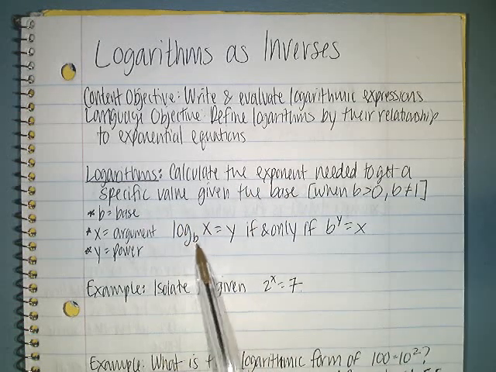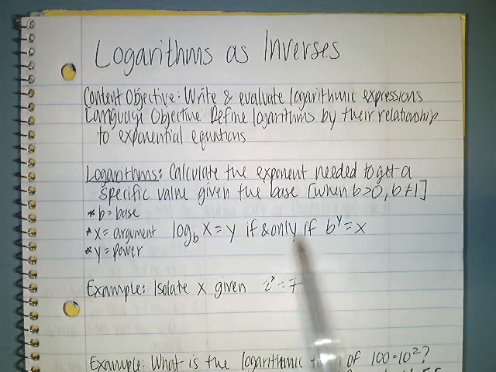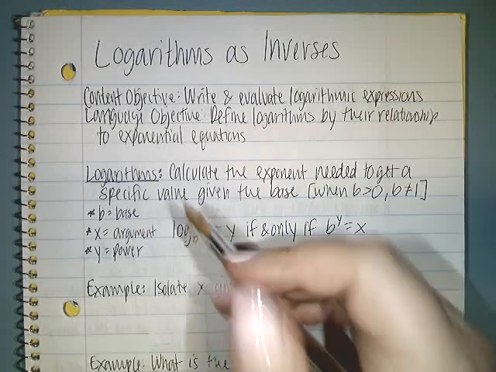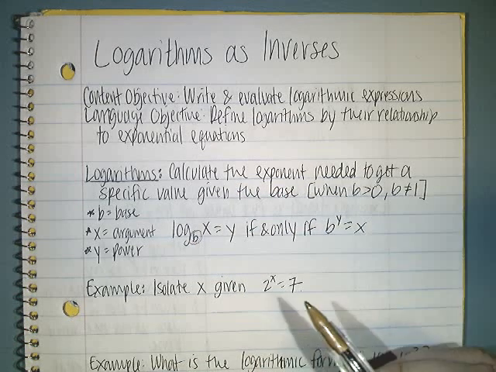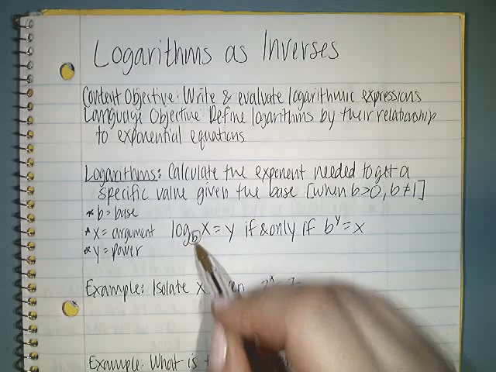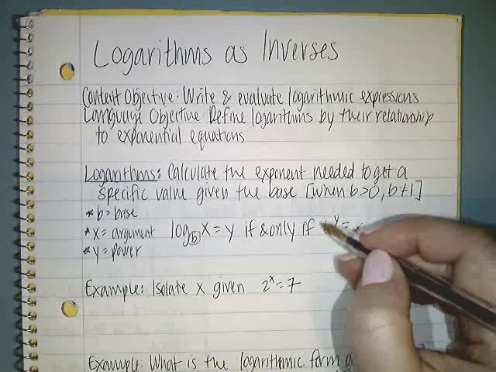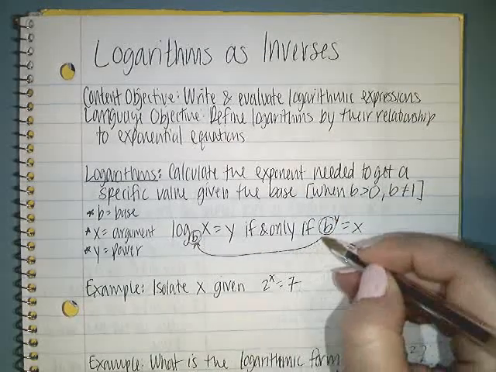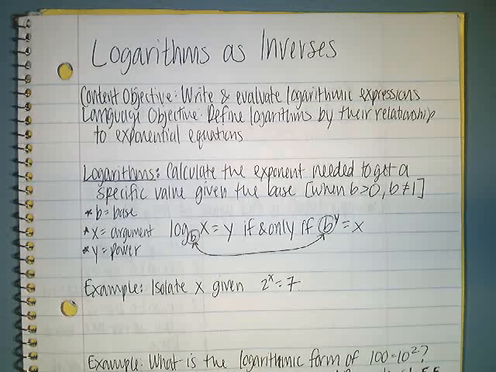If I have log base b of x equals y, that can only be true if and only if b to the y equals x. I'm going to use some terminology here that we're going to use throughout the rest of this unit, so make sure you're paying attention. The base of our log is this subscript here, notice that it's smaller and a little bit below the log. That's always going to be the same as the base of the exponent. So b is the same as b. The base of your log is the same as the base of your exponent.